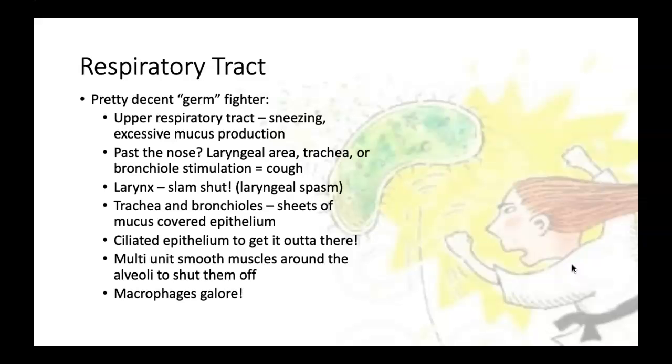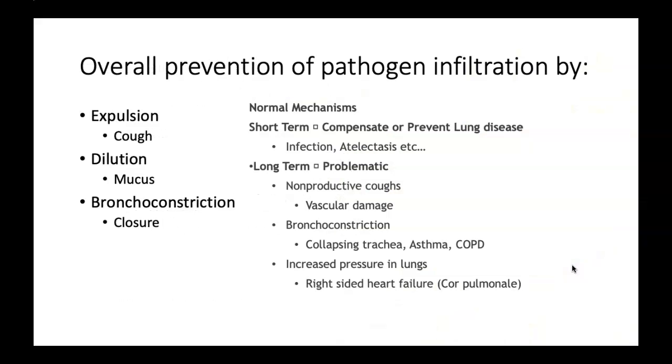Almost lastly, we also have multi-unit smooth muscles all around the alveoli to shut them off as well and keep intruders out. And then, of course, within the respiratory tract, we have a ton of beautiful macrophages which circulate around and, of course, phagocytize foreign invaders. Overall, the respiratory tract has a prevention of pathogen infiltration through these mechanisms.